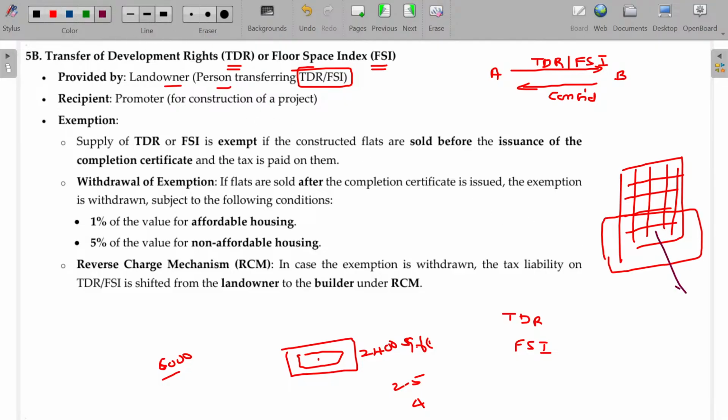Provided, if the flats after the construction, before getting the construction completion certificate, if B transfers, GST is applicable. In that case, GST on RCM basis is escaped. So supply of TDR and FSI is exempt if constructed flats are sold before the issuance of the completion certificate and the tax paid thereon. Okay. So before the completion, A just transfers what? TDR and FSI. Using the TDR and FSI, the promoter constructs as per the size specified or approval given, and he can sell. When he sells, before getting approval, he gets some amount.